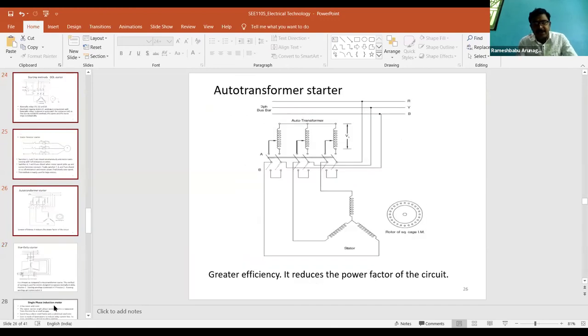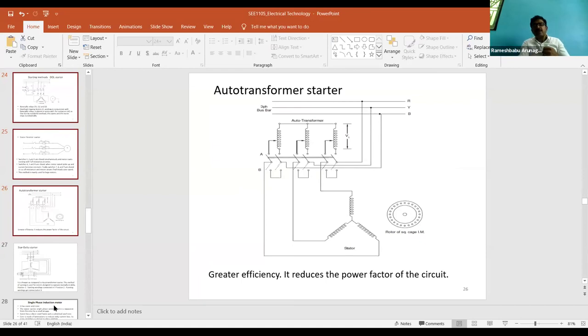Next, the auto transformer starter. This type has better efficiency, power factor is somewhat poor, and it is an expensive method. When compared to the previous two methods, it is expensive. Initially you can see the auto transformer is connected to the machine. We use the auto transformer to apply a very low voltage at the time of starting. Once the motor picks up 70 to 80% of the speed, the auto transformer is cut out and the supply is connected directly to the stator winding.